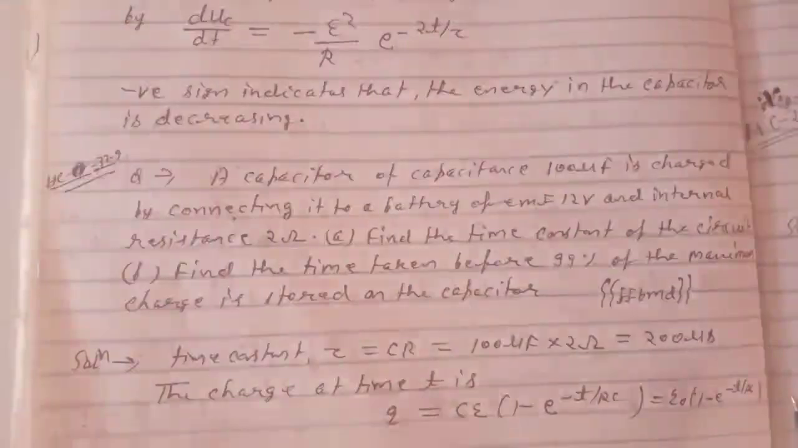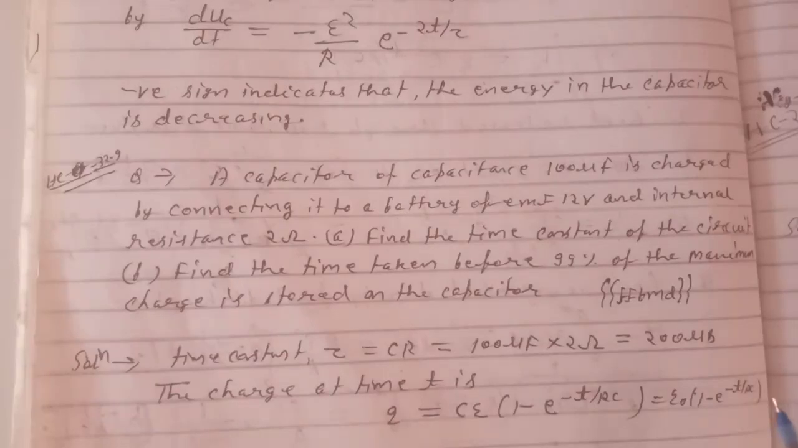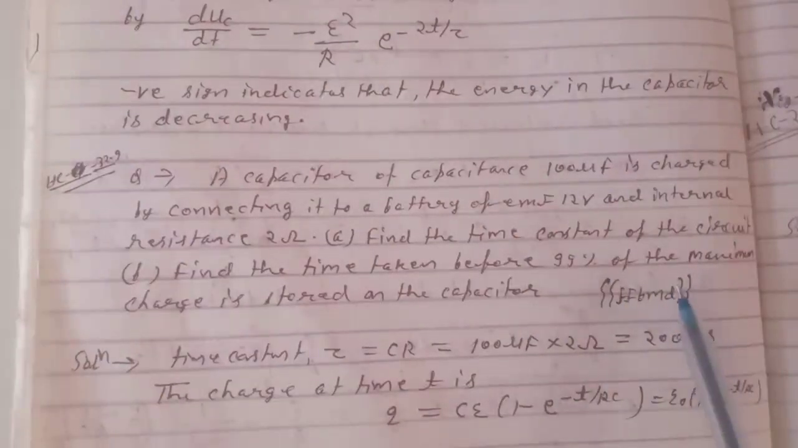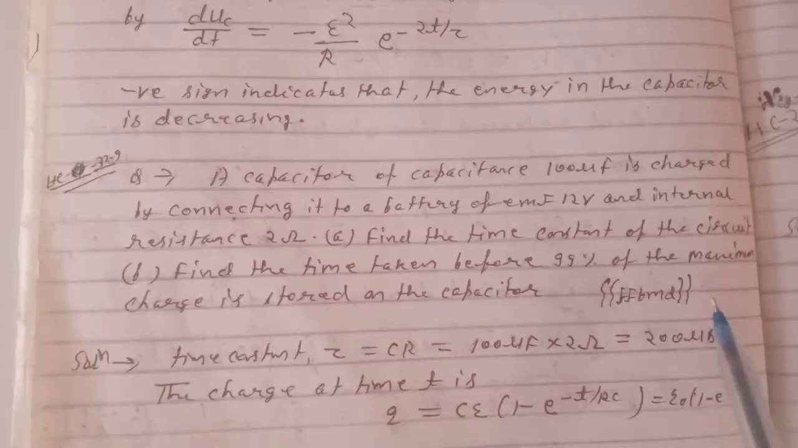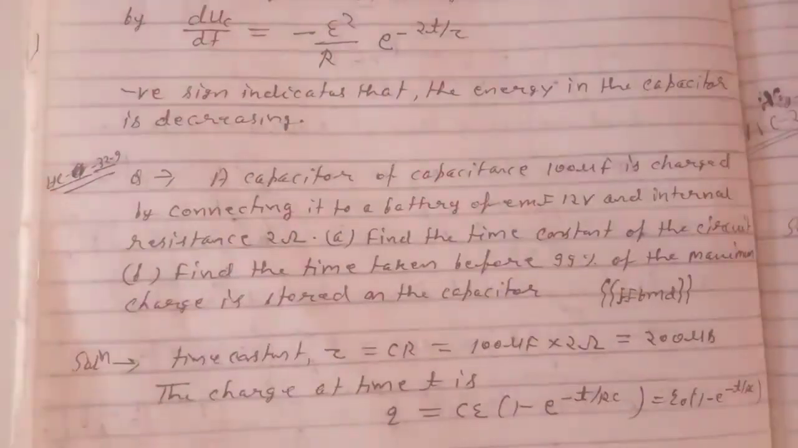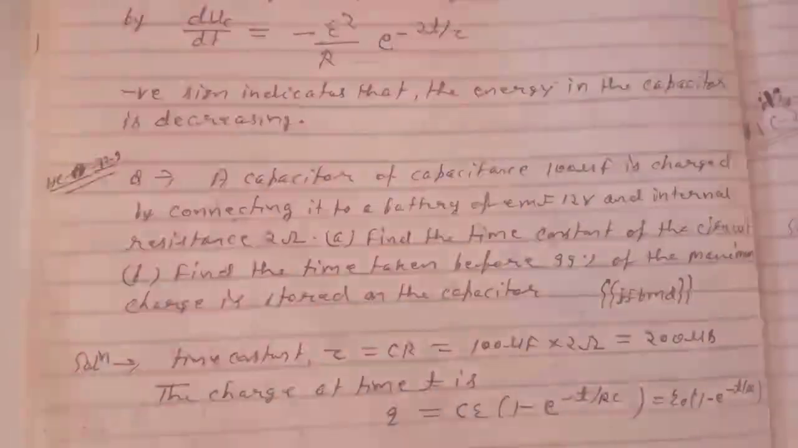Now, B: find the time taken before 99% of maximum charge is stored on the capacitor. So we have Q equal to Q naught into 0.99. Hence putting the value of Q in this formula.